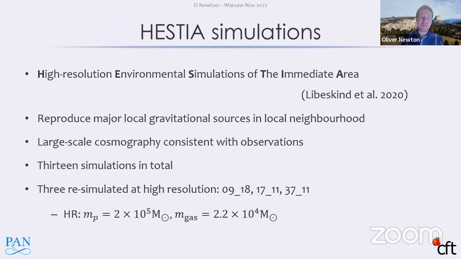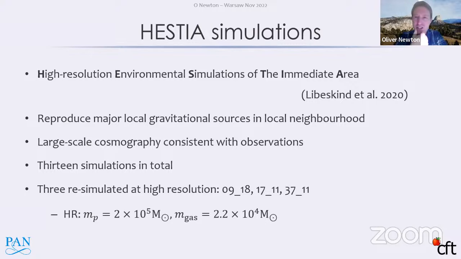So HESTIA itself, classic astronomy acronym, stands for High Resolution Environmental Simulations of the Immediate Area. As I say, it was published in 2020, and as is the goal with constrained simulations, the aim is to reproduce some major gravitational sources that are local to us. So, for example, one of the key criteria for selecting HESTIA local group candidates was that we produced a Virgo-like and similar mass cluster in about the right place relative to the local group analog.